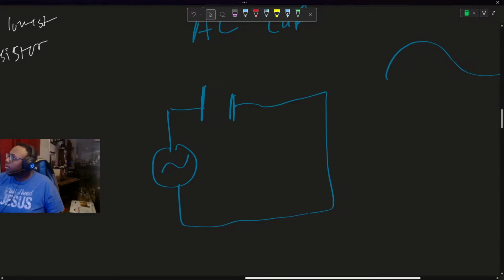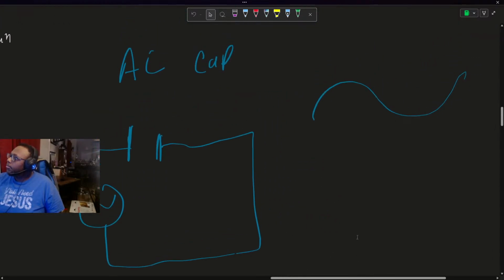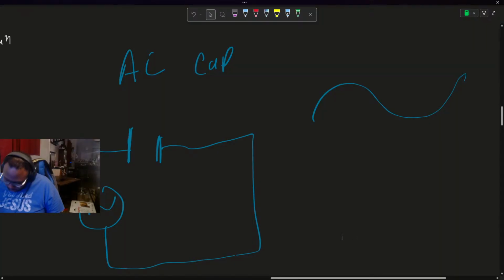I cannot see it. I'm in a separate room. Oh, well, we're gonna say it looks like a sine wave.